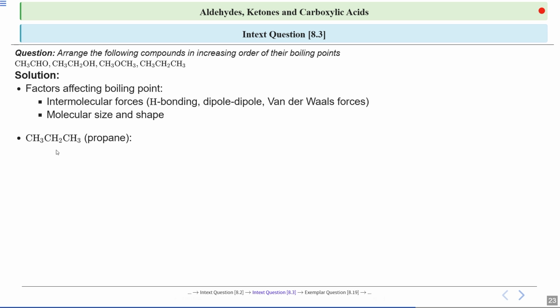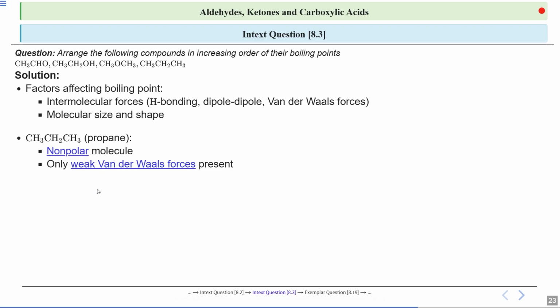First, if I talk about propane, which is a simple alkane. Propane is a non-polar molecule, which means it doesn't have a significant difference in electronegativity between its atoms. That is why the lack of polarity affects its intermolecular forces. Propane only exhibits weak van der Waals forces, which are the weakest type of intermolecular forces, so it has a relatively lower boiling point compared to polar molecules.